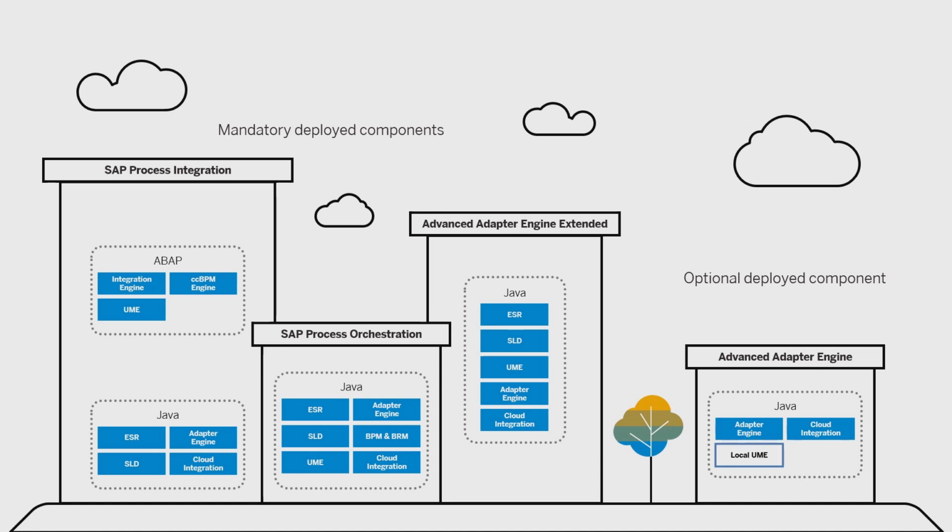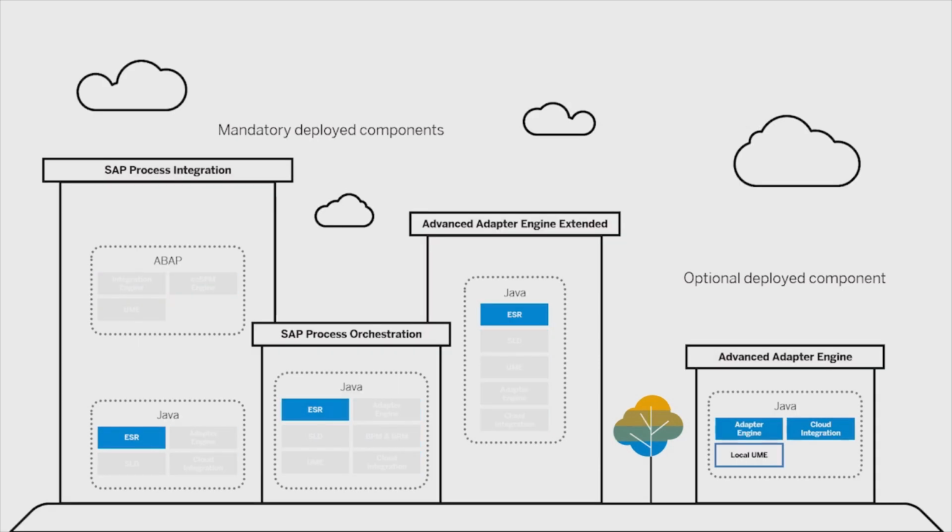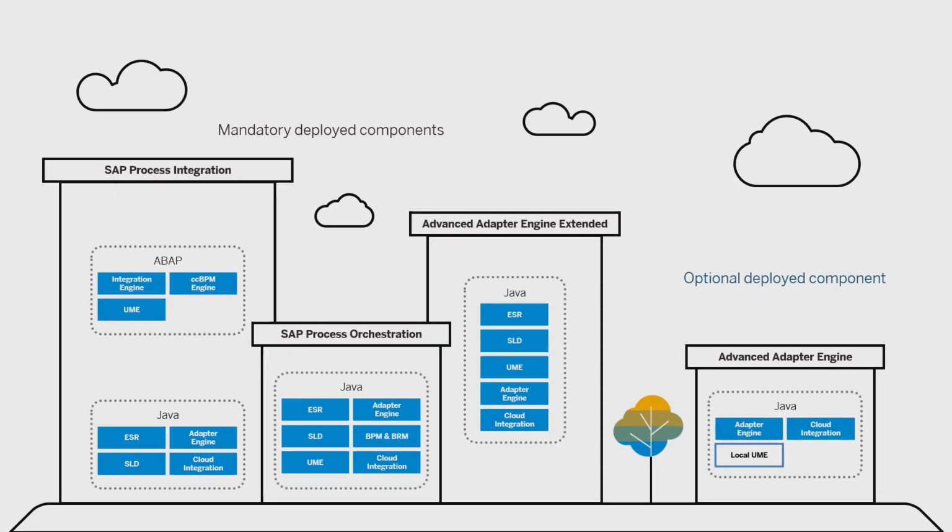All three mandatory installation options do provide tools for designing and configuring integration content, such as the Enterprise Services Repository, the Integration Directory, and a System Landscape Directory. And that's where the Advanced Adapter Engine, as optional deployed component, differs from the mandatory deployed components.